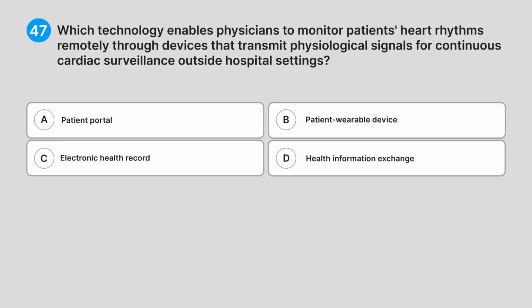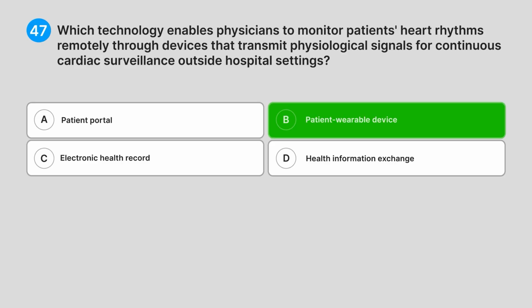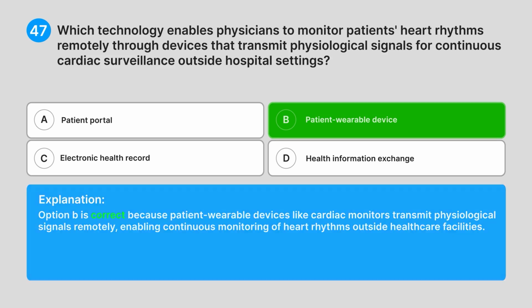Correct answer, B. Patient wearable device. Explanation: option B is correct because patient wearable devices, like cardiac monitors, transmit physiological signals remotely, enabling continuous monitoring of heart rhythms outside healthcare facilities.